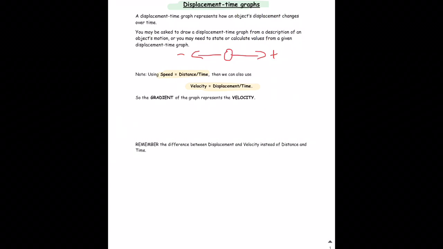In these graphs, when you're showing the change in displacement over time, the gradient of the graph represents the velocity, because that will be the change in displacement over time. Your difference in y's over difference in x's will be the difference in displacements over the difference in times. So remember the difference between displacement and velocity, instead of distance and speed. I will correct that now.